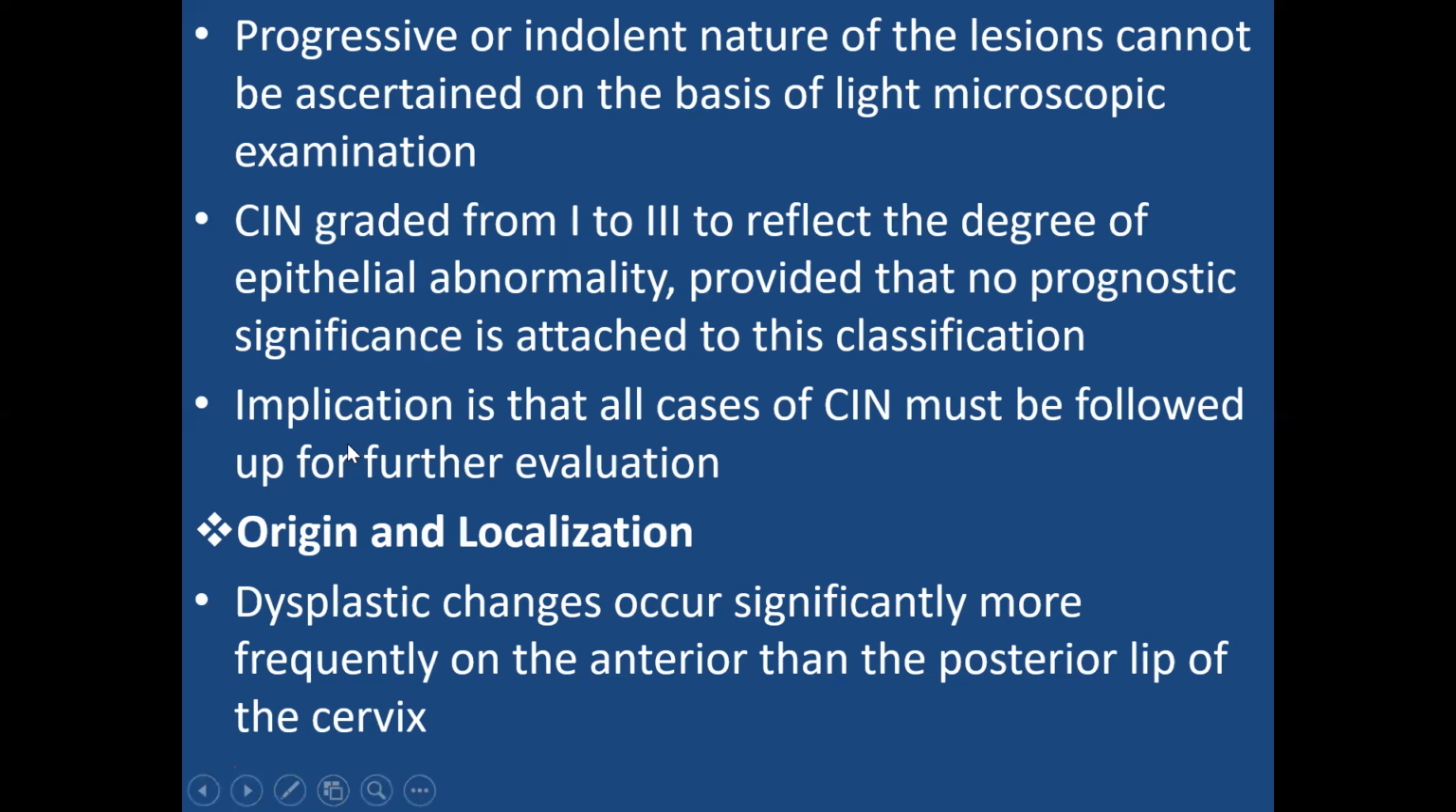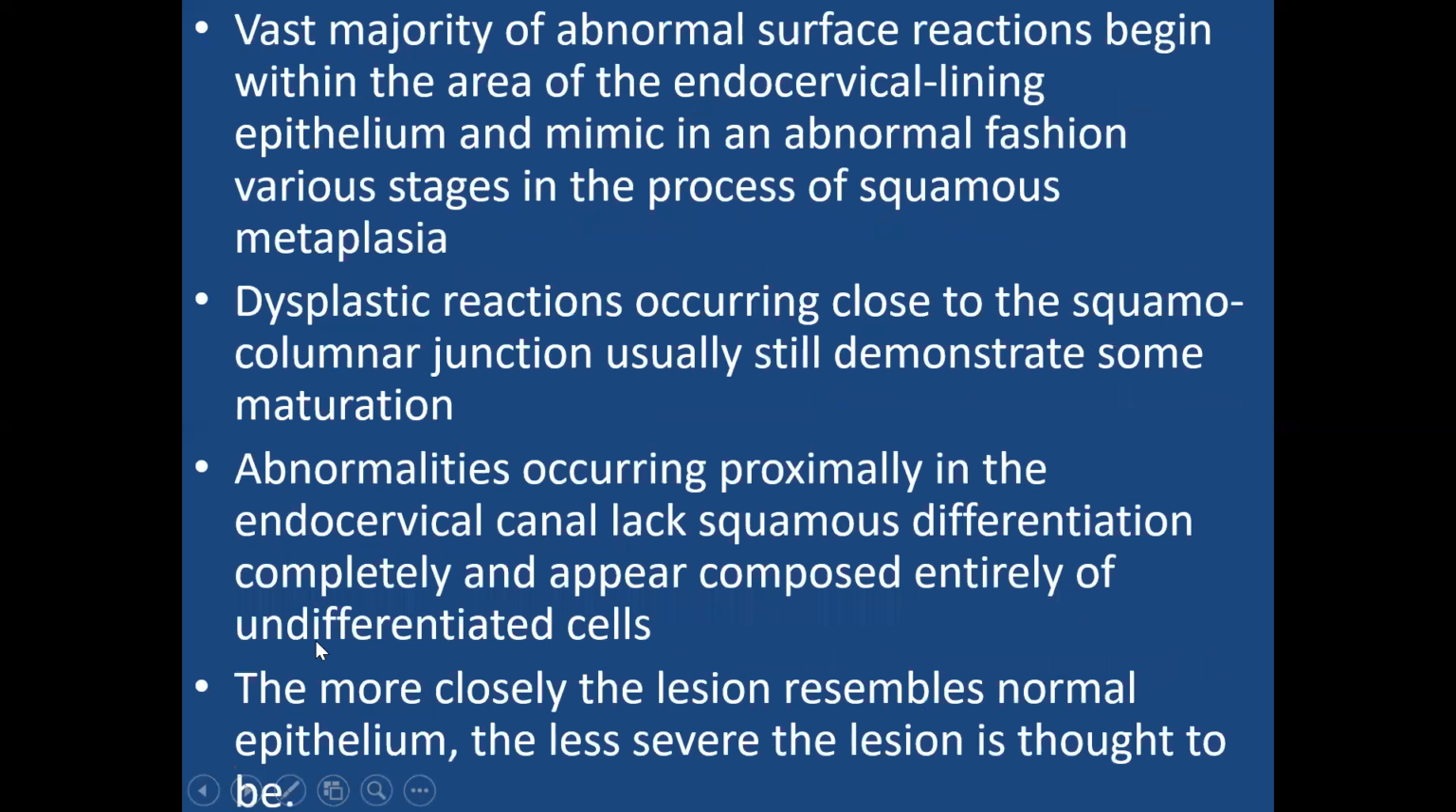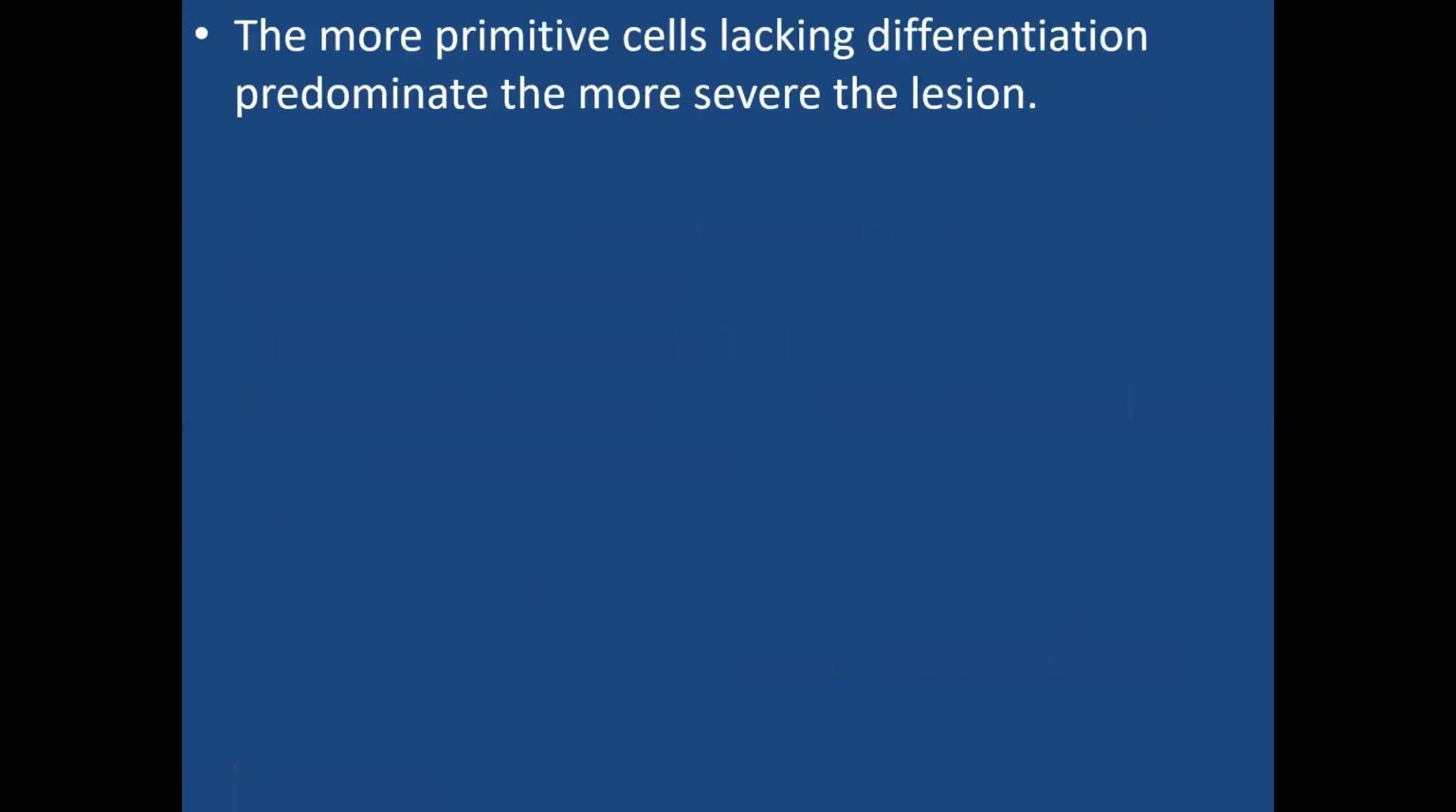Okay. All right. So to reflect the degree of epithelial abnormality, provided that no prognostic significance is attached to this classification. Implication is that all cases of CIN must be followed up for further evaluation. So let's look at the origin and the localization. So these neoplastic changes occur significantly more frequently on the anterior rather than the posterior lip of the cervix. I think I've explained a lot of these things during the anatomy and histology lecture. So you can read this part. I'm more interested in the terminologies.